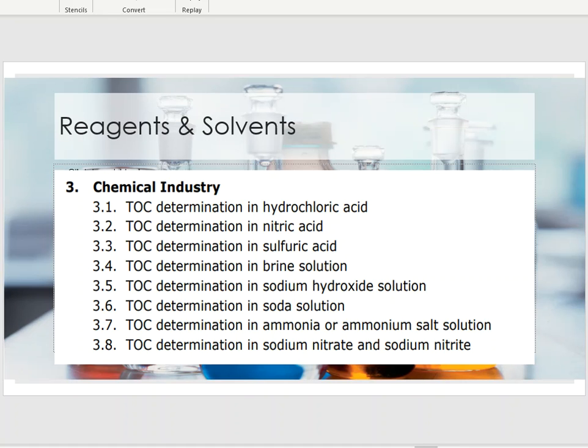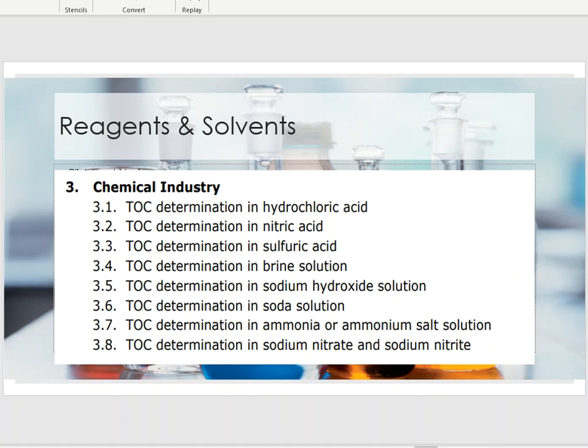So if I am in the chemical industry and I am making or using these types of materials, I want to make sure that they are perfectly clean as well. So I should not see any organic carbon in my hydrochloric acid or my nitric acid or my sulfuric acid or my sodium hydroxide solution. I shouldn't be seeing any remnants of dirtiness or filthiness that's left over in those products. So the TOC analyzer, again, does a very good job to do that for me.